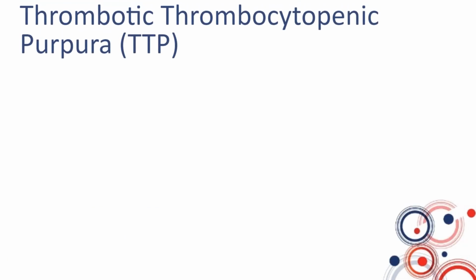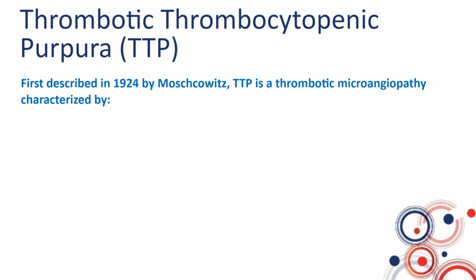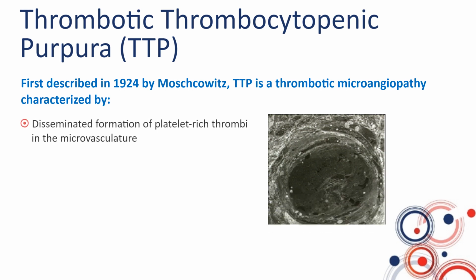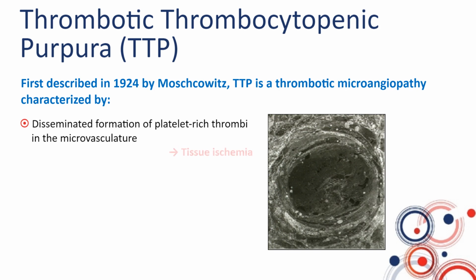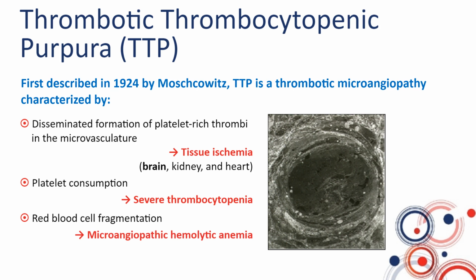First, this disease has been described almost 100 years ago by Dr. Moschcowitz with the disseminated formation of the platelet-rich thrombi in microvasculature, which was bringing to tissue ischemia, as I said before, in brain, kidney, and heart, and mainly in brain for the TTP patient. There was also the platelet consumption because there was a severe thrombocytopenia and red blood cell fragmentation, as has been explained in the TMA, that was leading to the microangiopathic hemolytic anemia.